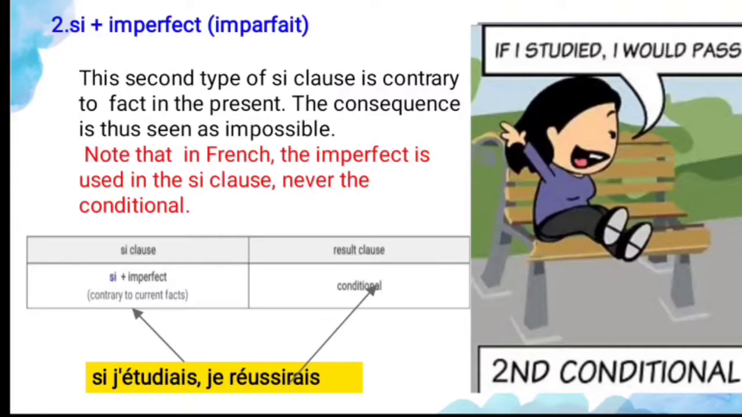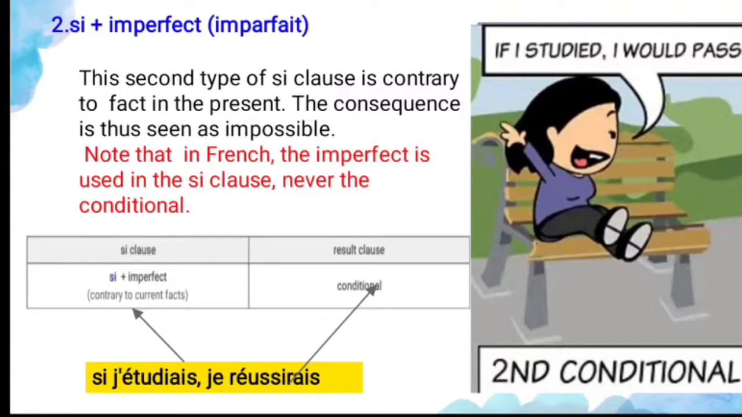And see the example, see the image first. If I studied, that is the imperfect one. So if I studied, I would pass. So here studied is an imperfect tense, and I would pass is a conditional tense. See the example in French. Si j'étudiais, if I studied, je réussirais, it means I would pass.